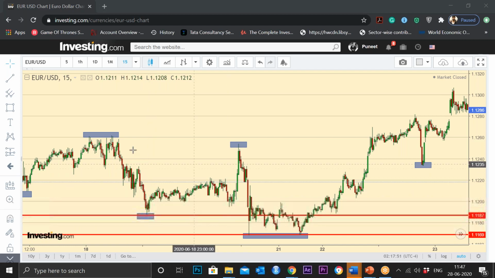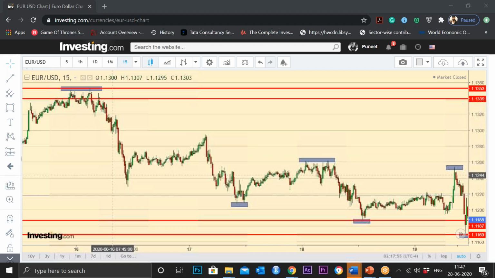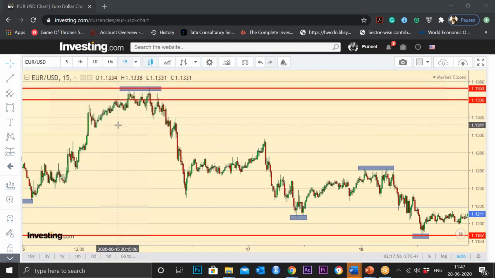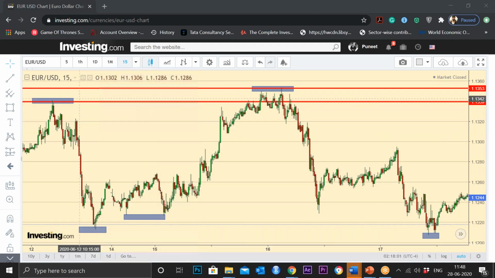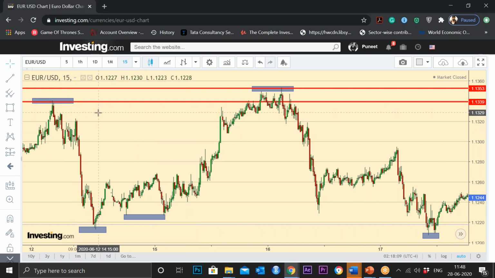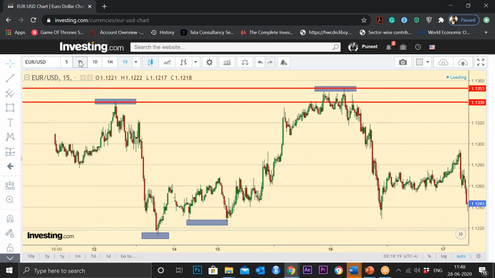So after this point it went higher again, after this point it went down lower again, and again I observed it over here, and again after this point. So on and so forth. So how many such areas do you have to mark? I would say about 12 to 15 is what you need to do to get reasonable accuracy for your support and resistance zone. So you must note it down that you must mark at least 12 to 15 zones for this.